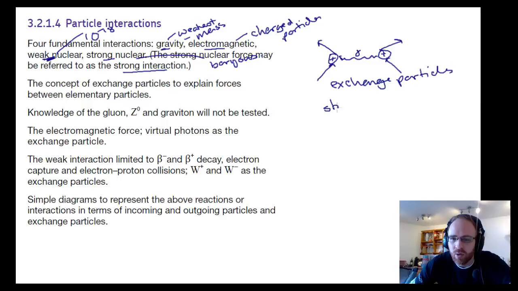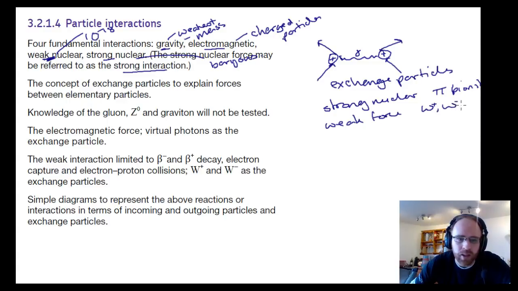So for our strong force, in fact for our strong nuclear force, it's pions. For our weak force, it's W plus, W minus, and well, Z0 as well, bosons, but the Z0 will not be tested. The strong force is actually mediated by gluons, but we don't care about gluons.